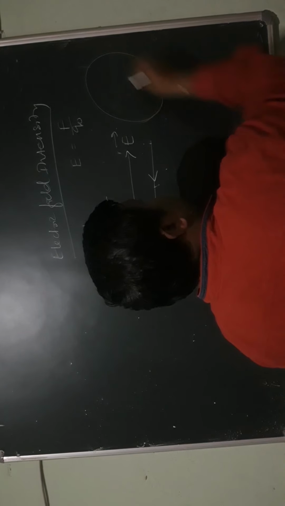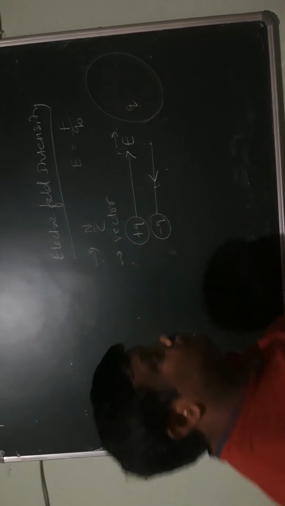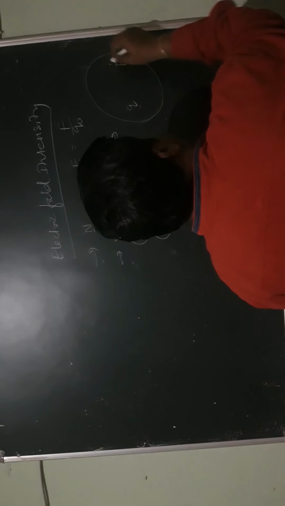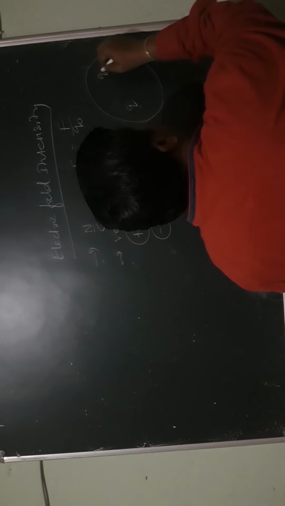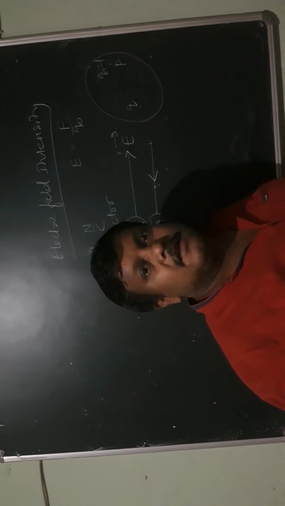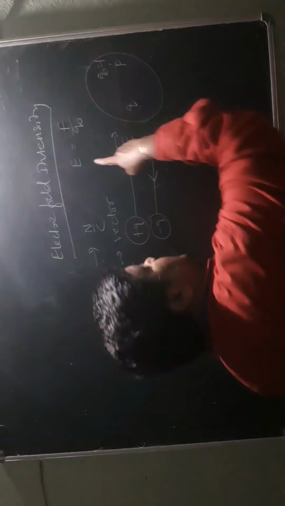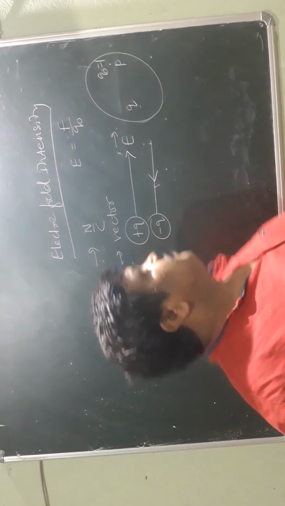Suppose the field is created by a source charge Q, and P is the point of observation at which you are finding the electric intensity. At the point P you have to keep a unit positive charge and check how much force is experienced by this unit positive charge. That is nothing other than your electric intensity.